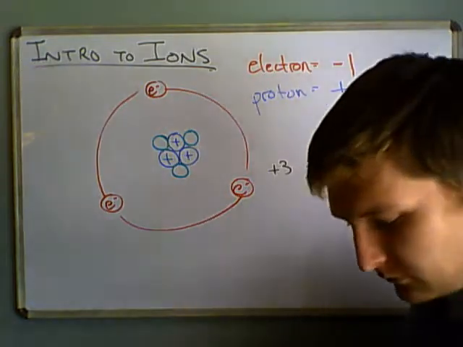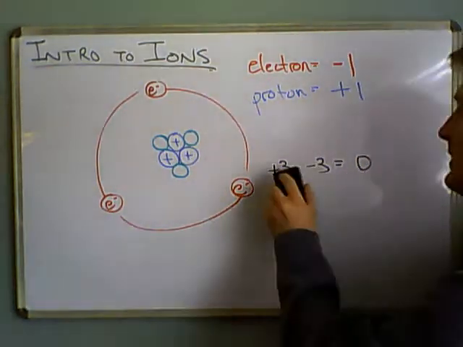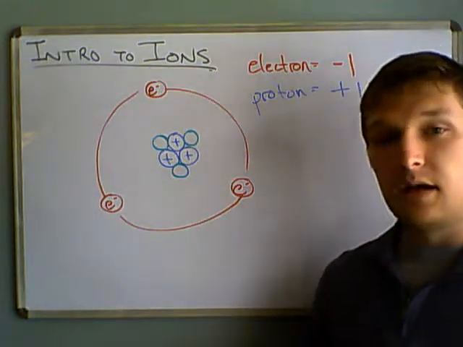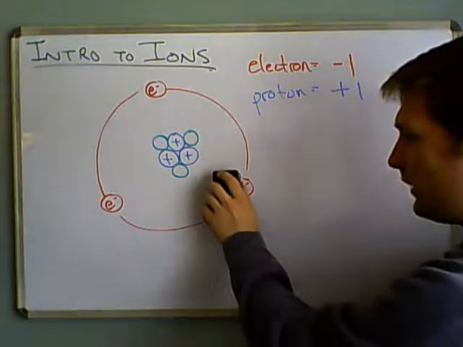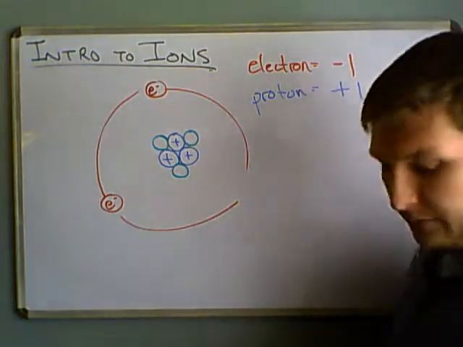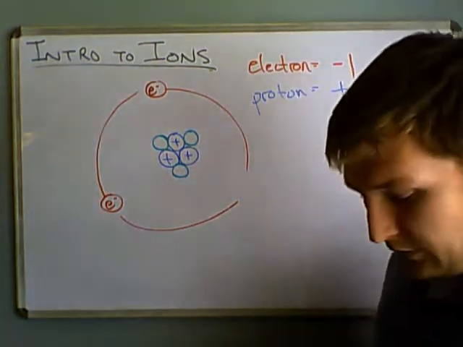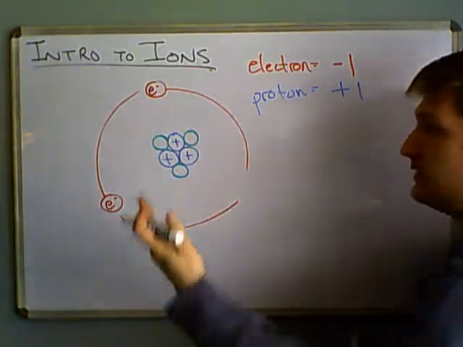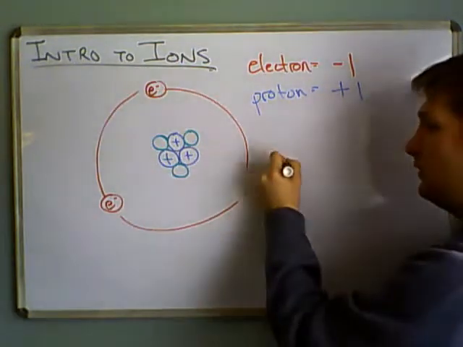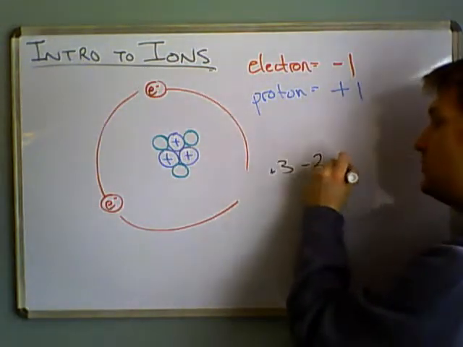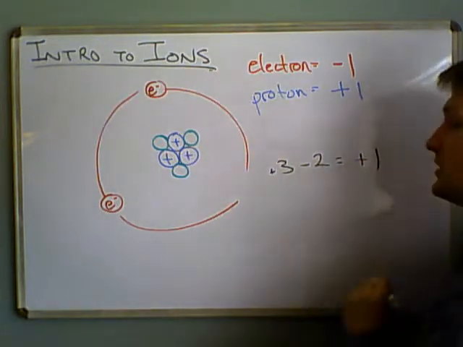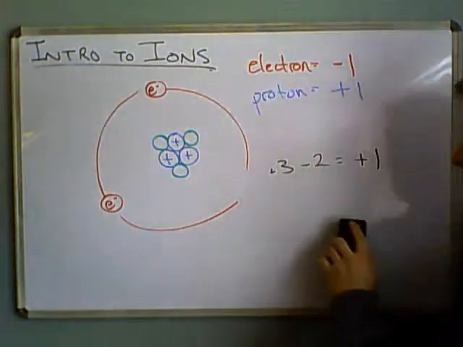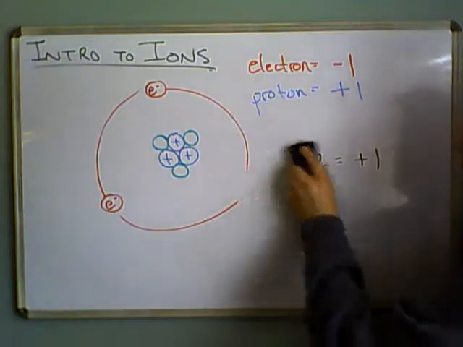It's just neutral. Now let's say that we were to get rid of one of these electrons, which you could do actually. Let's say one of these electrons were to go away. Well, now what's the charge? It's pretty simple. You just do the math. 3 positives, 2 negatives. Well, it's +3 -2. The charge must be +1, right? And that's all it is. It's that simple.